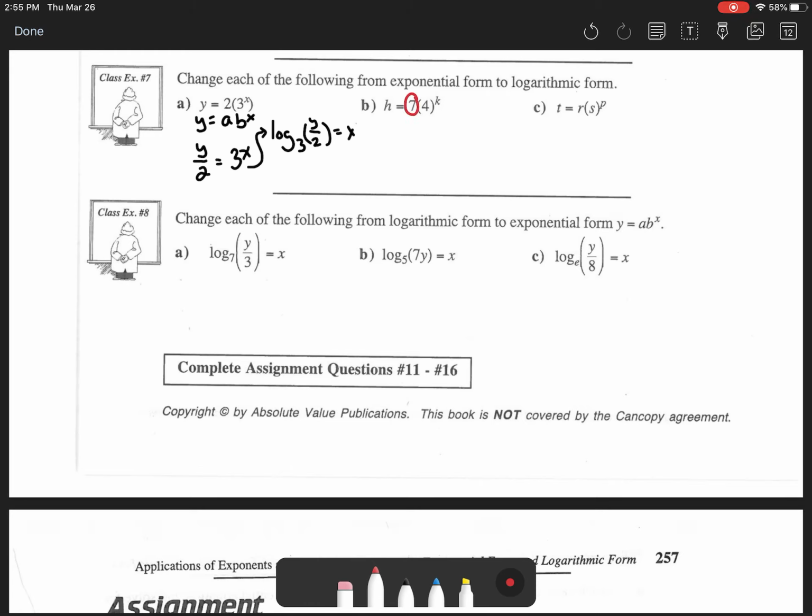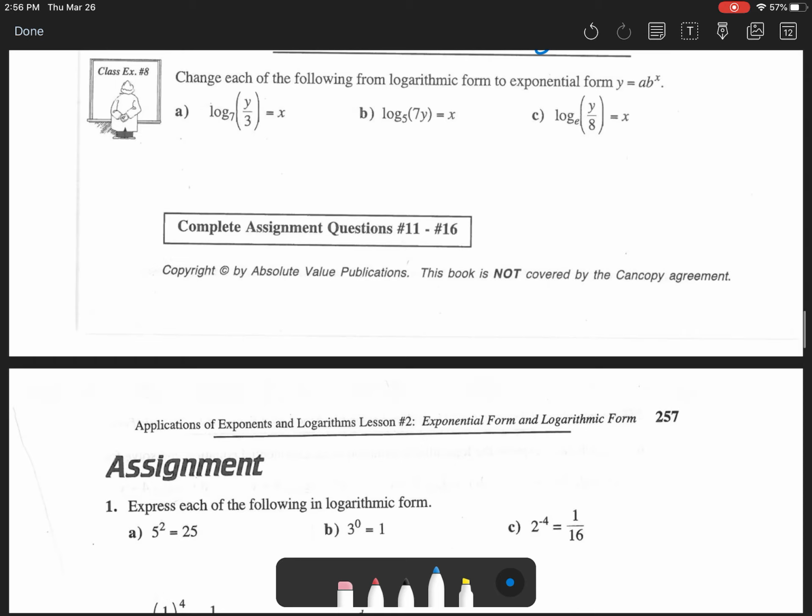In the next one, same thing. There's that a value, so I want to divide both sides by that first. So you're going to go h over 7 is equal to 4 to the exponent of k. Now that I have it like that, I can write it in log form. So it's going to be log base 4 of h over 7 is equal to k. And the last one, same thing. There's that a value, so divide both sides by that first. So t divided by r is equal to s to the exponent of p. And when I write that in log form, it's going to be log base s of t over r is equal to p.